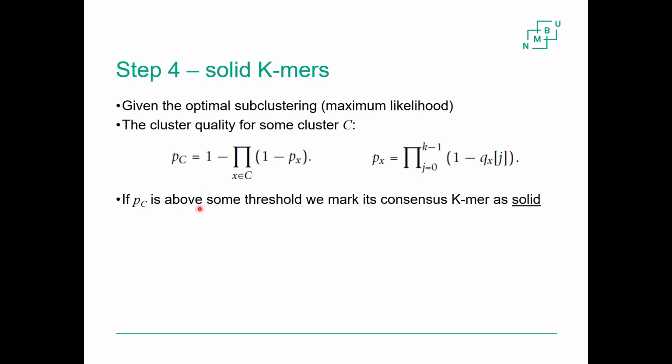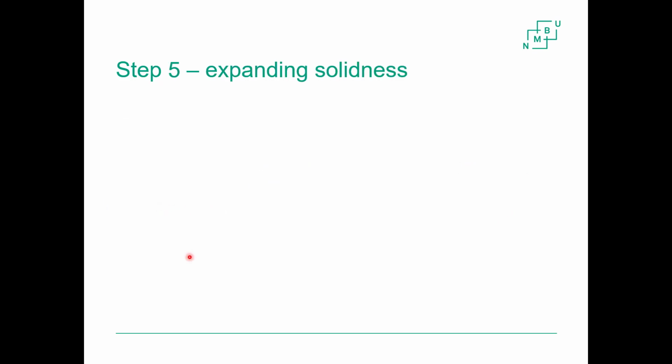And they say that if this PC is above some threshold, then we call the consensus k-mer of this cluster a solid k-mer. That's something we can trust, right? And these are typically the mother sequences that we saw previously. The consensus k-mer is a solid one if these error probabilities are small enough. So remember, this comes from the FASTQ file, right? So if you have a high quality read, and many of the k-mers come from high quality reads, then you have a high quality cluster.